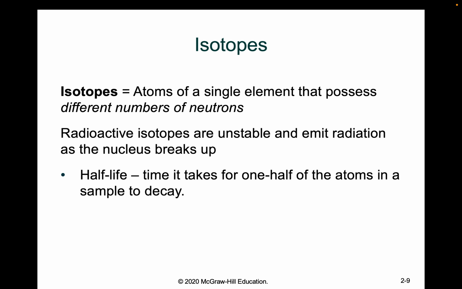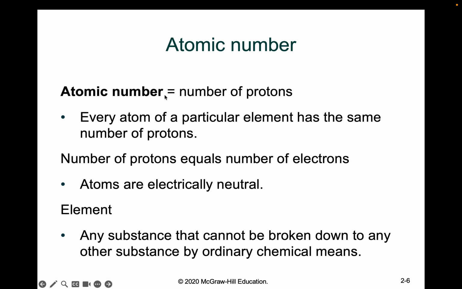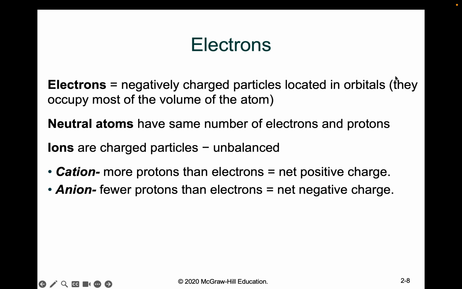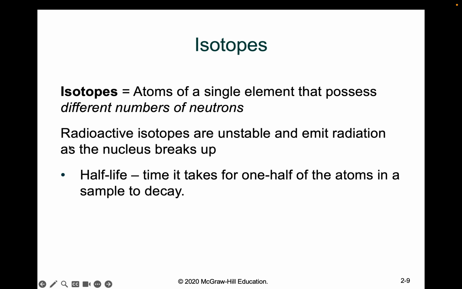When it comes to neutrons, let's talk about them a bit. We have something called isotopes. As we said, atoms usually have equal numbers of protons, neutrons, and electrons. But isotopes are atoms of a single element that possess different numbers of neutrons. This can give certain different properties to the element.